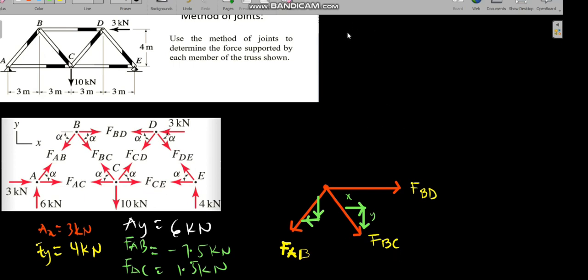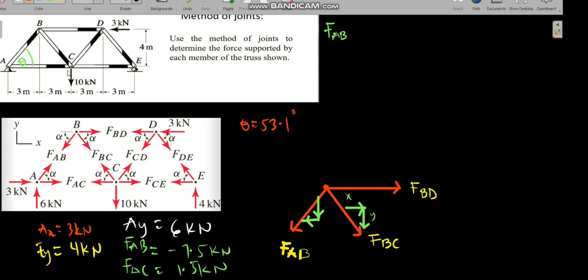For us to be able to continue, you have to find the x and the y component for these two. So first of all, looking at FAB, this is the angle theta here. You know the angle theta to be 53.1 degrees. That's from the previous solution that we did.